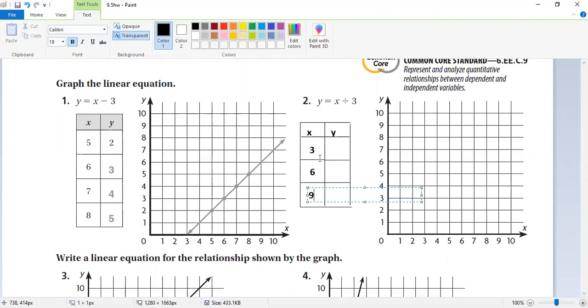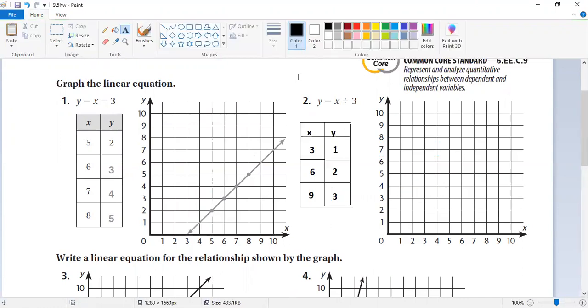So here I have taken 3, 6, 9, which means in place of X I will put 3. So 3 divided by 3 will give me 1. 6 divided by 3 is going to give me 2. And 9 divided by 3 is going to give me 3. See, as easy as that. You have to be smart.